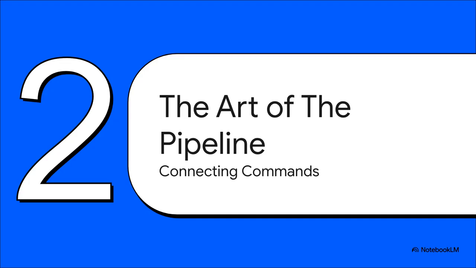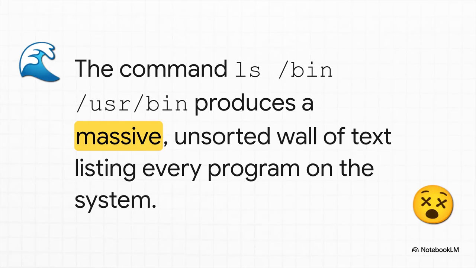But here's the thing. Those single commands, they're just the beginning. The real magic, the thing that makes those difficult tasks possible, is how you can connect them all together. And this, my friends, is where the command line really becomes an art form. So imagine we want to see a list of every single program that's available on our system. We could run a command kind of like this. And what we get back is, well, it's a mess. It's a massive, unsorted, just overwhelming wall of text. By itself, this isn't very helpful at all. It's just raw data without any structure.